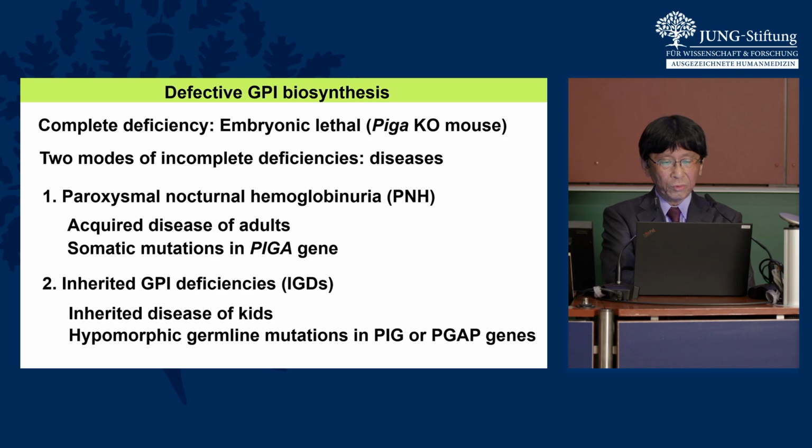There are two modes of incomplete deficiency of GPI that cause human diseases. One is paroxysmal nocturnal hemoglobinuria, PNH. This is an acquired disease of adults caused by a somatic mutation in the PIGA gene. And the second form is inherited GPI deficiencies. This is an inherited disease of kids caused by hypomorphic germline mutations in PIG or PGAP genes. So I will first explain the PNH.